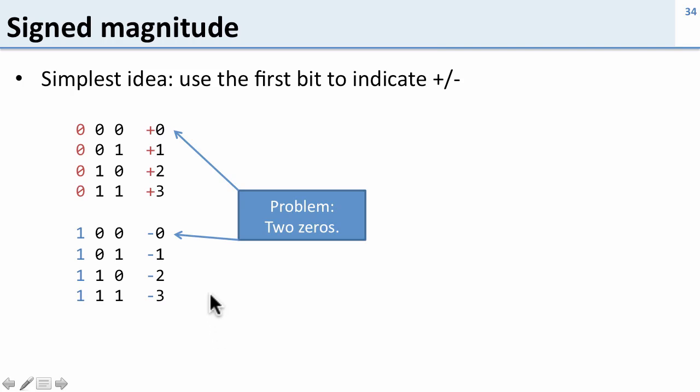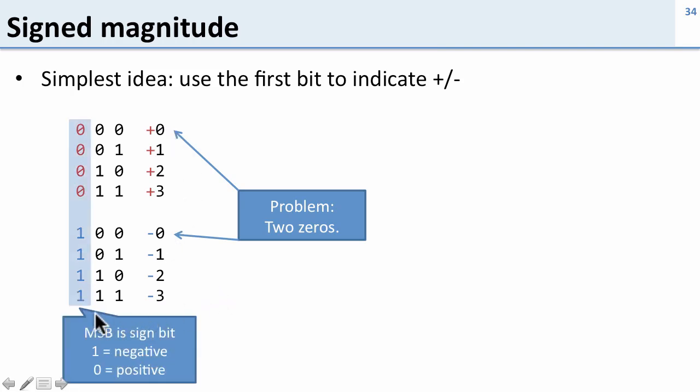So we have some problems here. First of all, we have two zeros. We have positive 0 and negative 0. And that's not really great. It means if we want to check if something's 0, we have to check for either case. As you note here, here's the most significant bit, and this is the sign bit. So it tells you whether it's positive or negative. And that's going to be the case for all of the formats we look at.